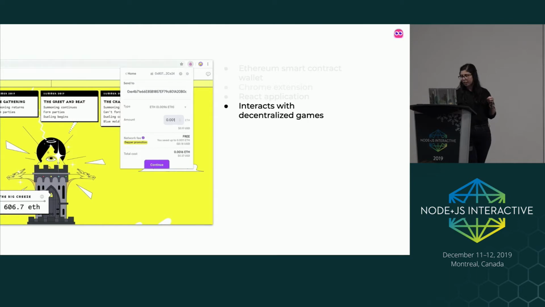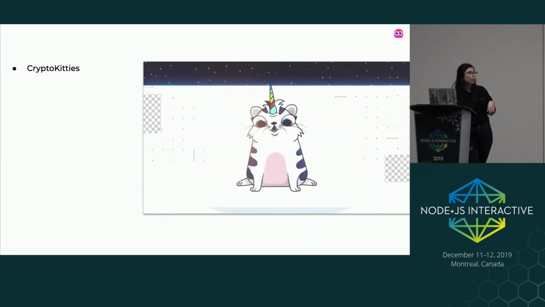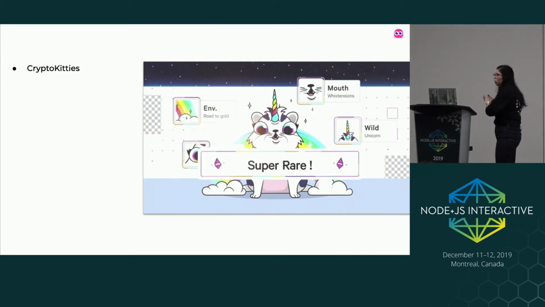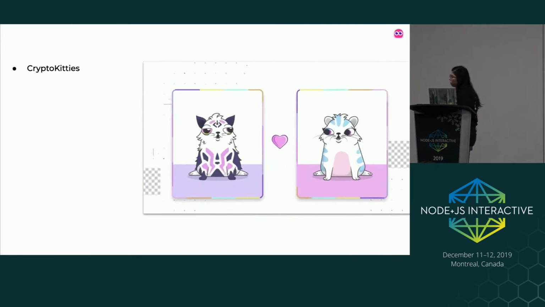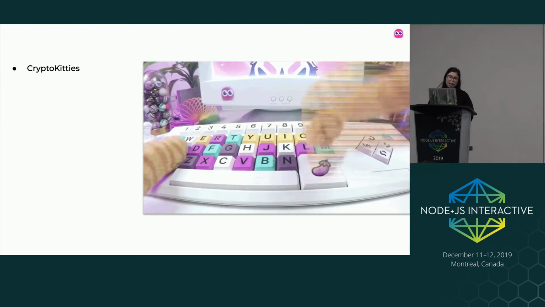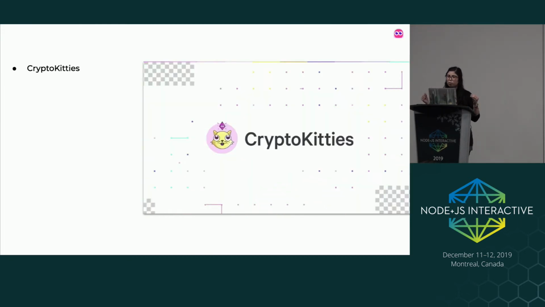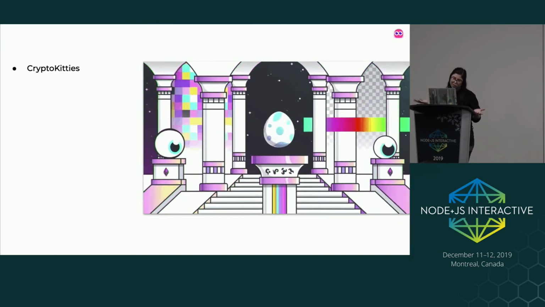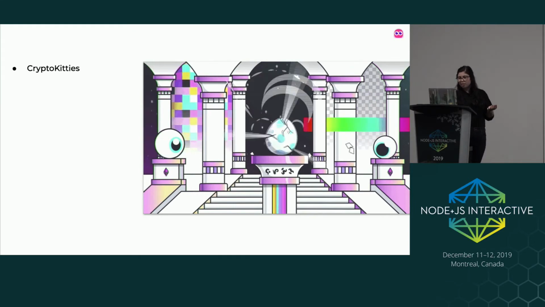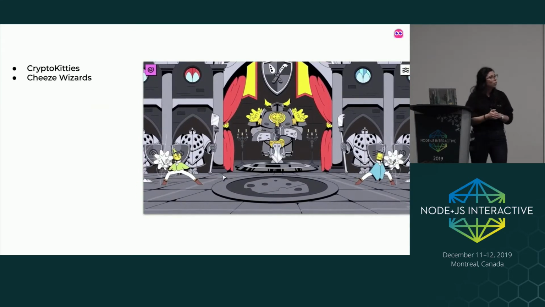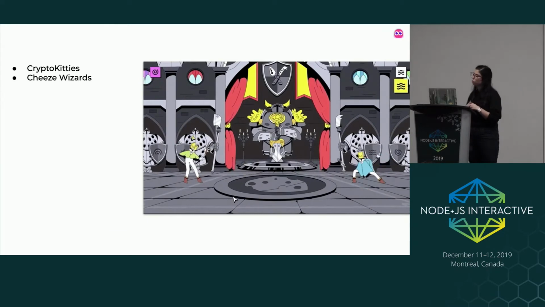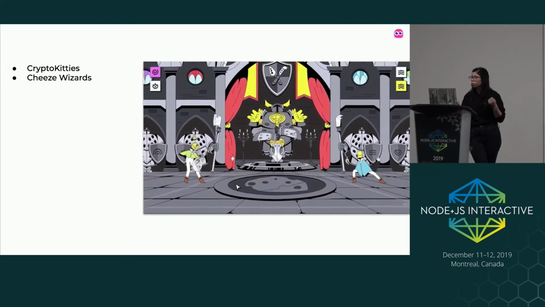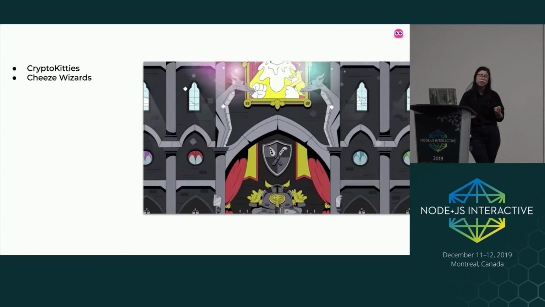Some examples of games that we work on with Dapper Labs is CryptoKitties. I don't know if you have heard of it, but you collect and breed these one-of-a-kind creatures that we call CryptoKitties. After you breed them, their kids have a mix of their attributes, and you can create different combinations. The other game that we have developed is called Cheese Wizards, in which you buy a wizard, and then you compete against other wizards to win power. If you kill the other wizard, you get their power.